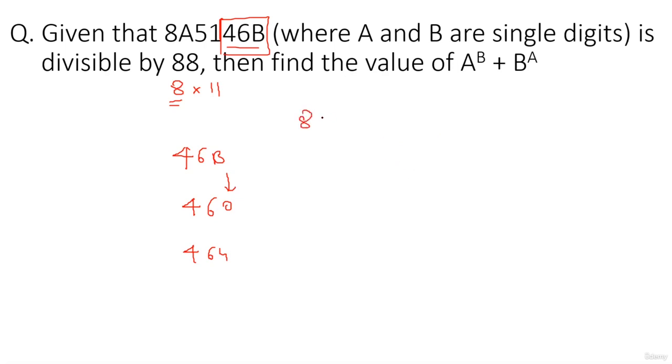Right? So now the number becomes 8a51464. अब ये number 11 से भी divisible है. So we check the difference of the alternate places, right? Difference will be 4 plus 4 plus 5 plus 8. 4 plus 4 is 8, plus 5 is 13, plus 8 is 21.